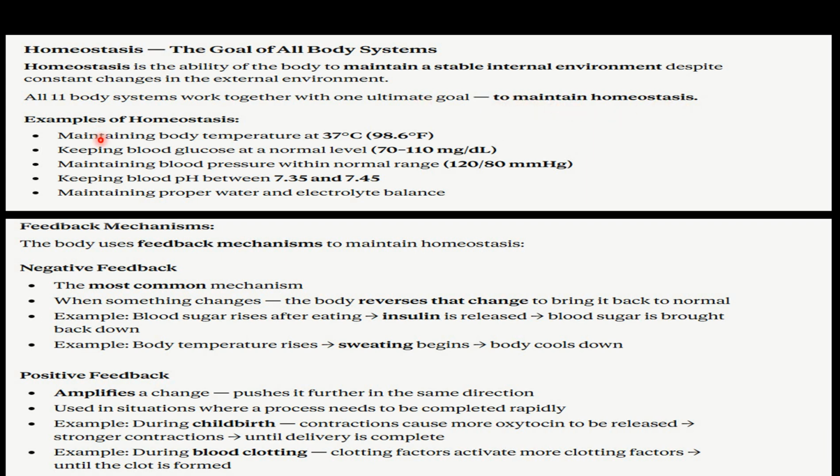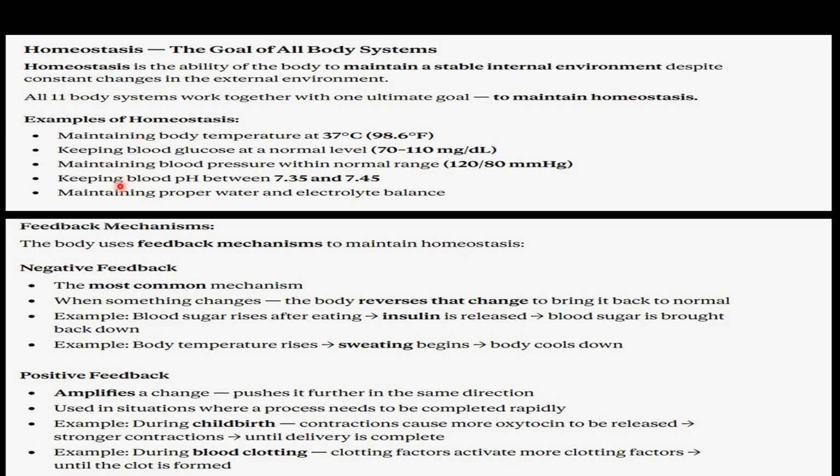Okay, and what are the examples? Maintaining the body temperature at 37 degrees centigrade. Keeping the blood glucose at normal level, 70 to 110 mg. Then we have maintaining blood pressure within normal range, 120 to 80. Then we have keeping the blood pH between 7.35 to 7.45, and maintaining proper water and electrolyte balance. So these are all examples of homeostasis.